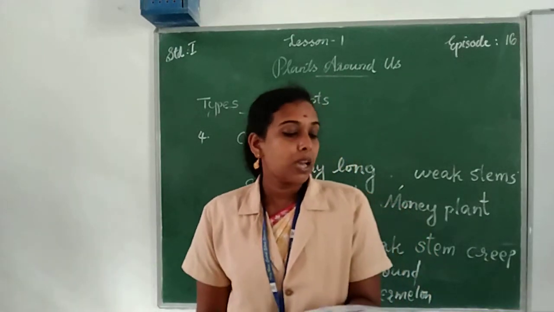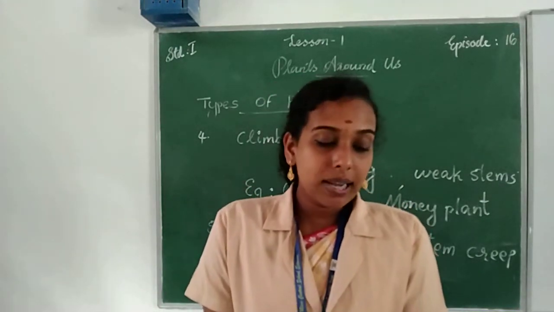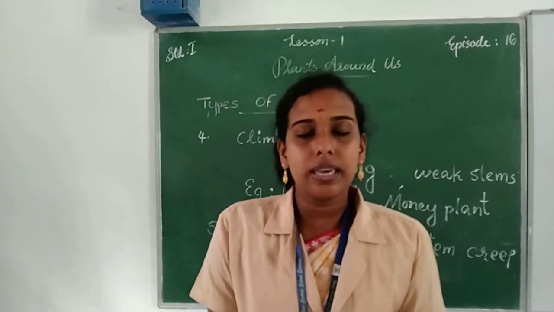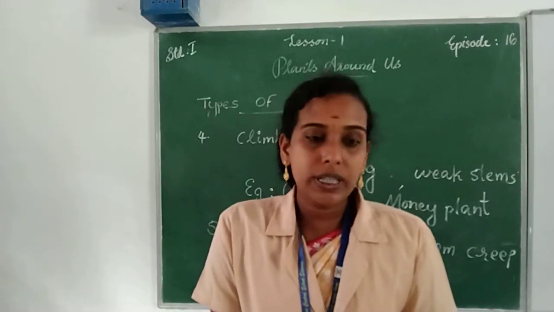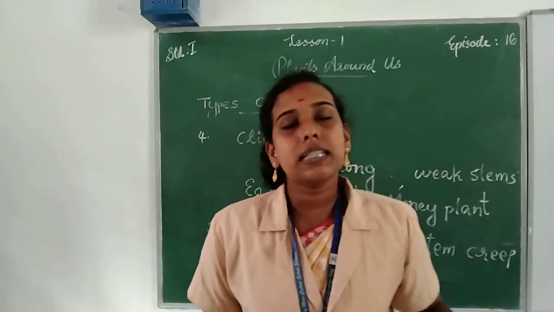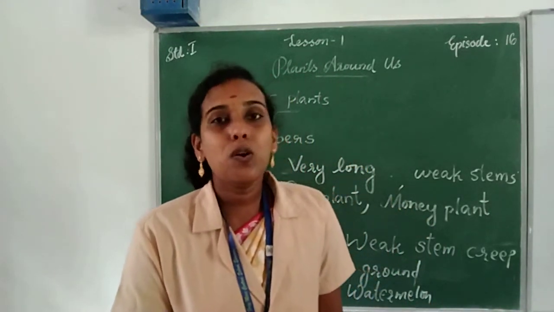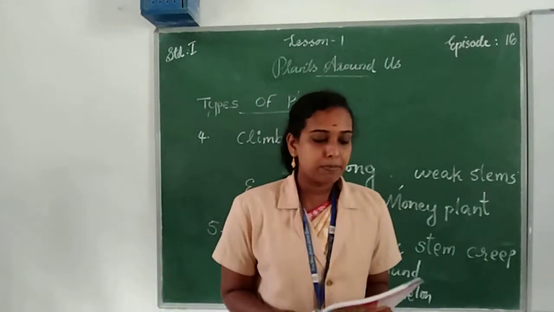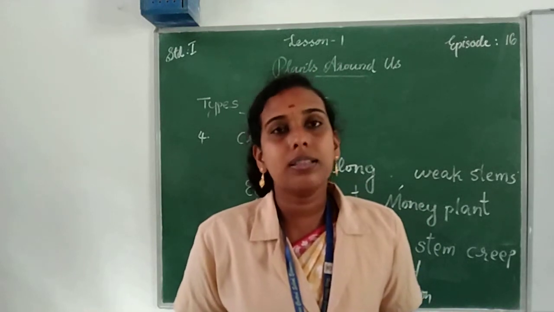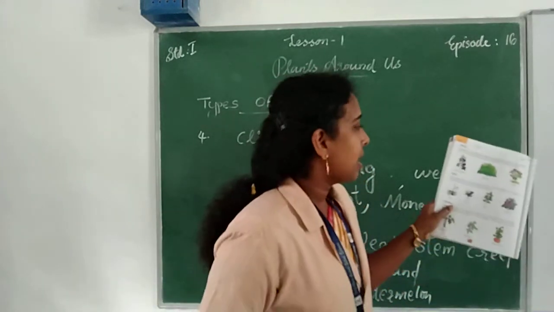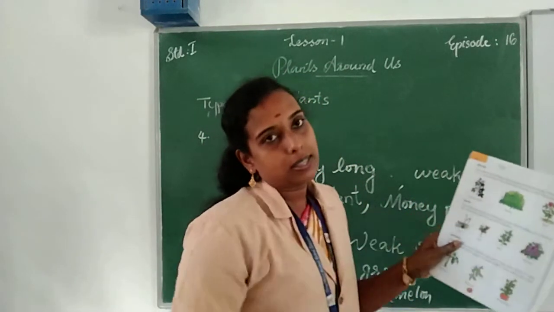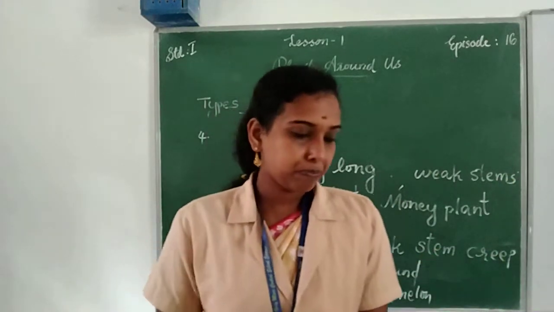Look at your textbook. Some plants are smaller than the trees and look like bushes. B-U-S-H-E-S. How can we read this word? Bushes. And these are called shrubs. The plants which are smaller than trees and look like bushes are called shrubs. Shrubs have many hard stems arising at or near the ground. Here are examples for shrubs: cotton plant, jasmine, rose.